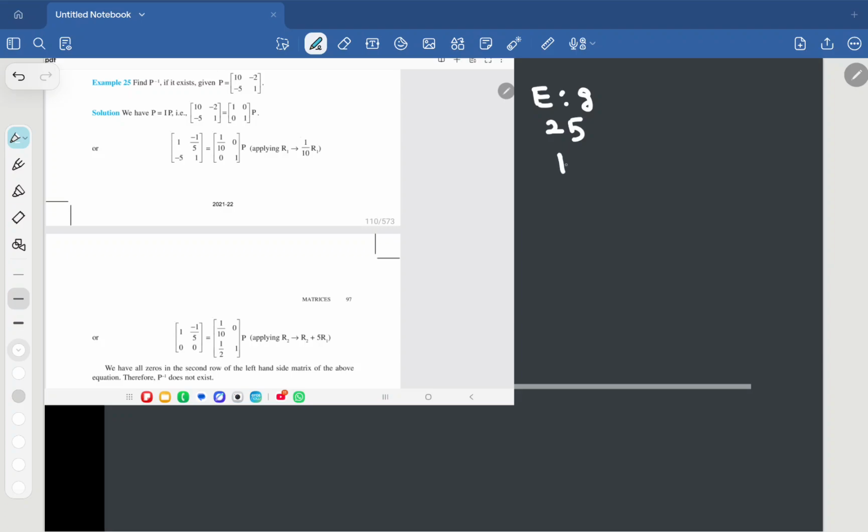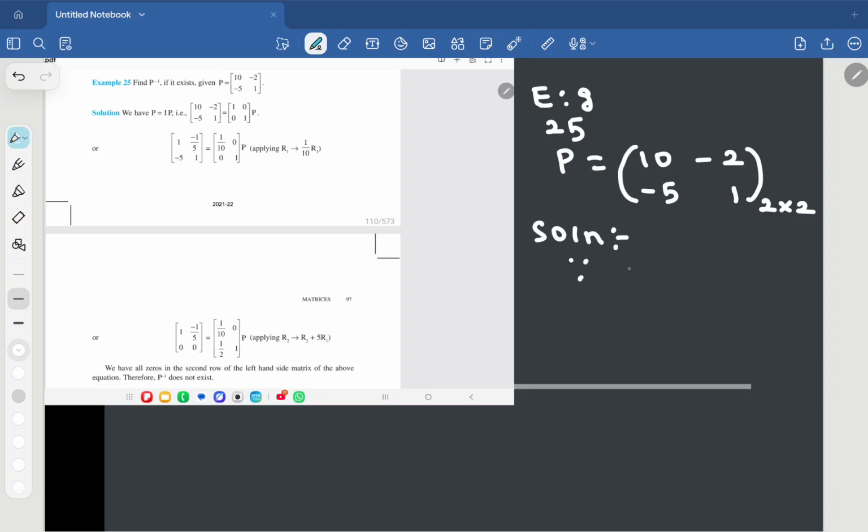What is P? P is 10, minus 2, minus 5, 1. Order 2 cross 2. Solution.